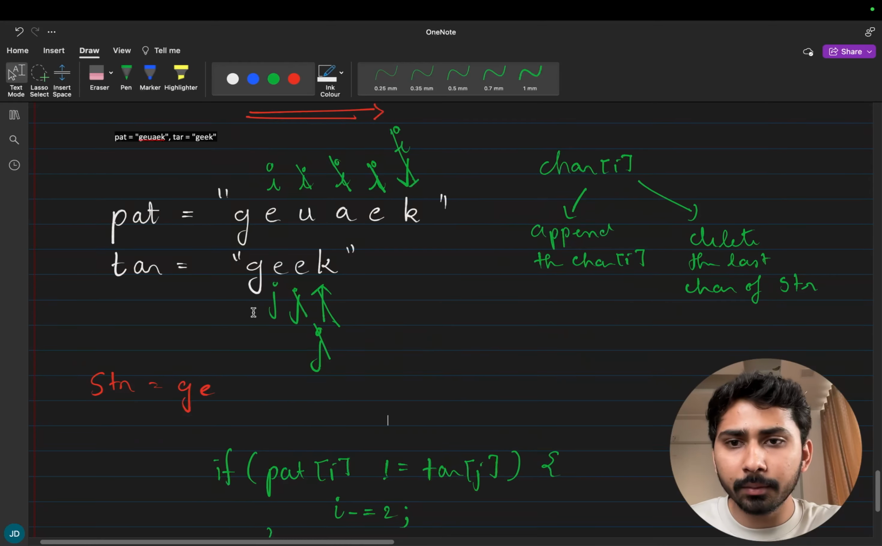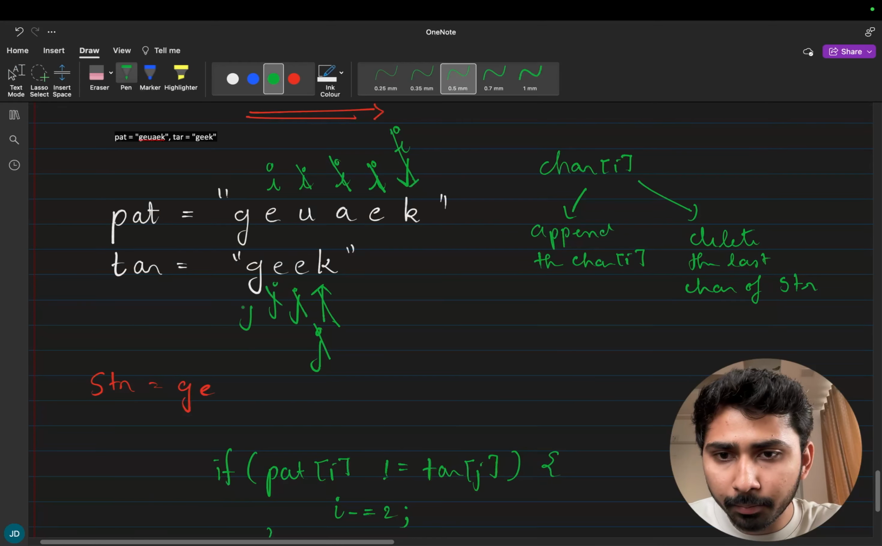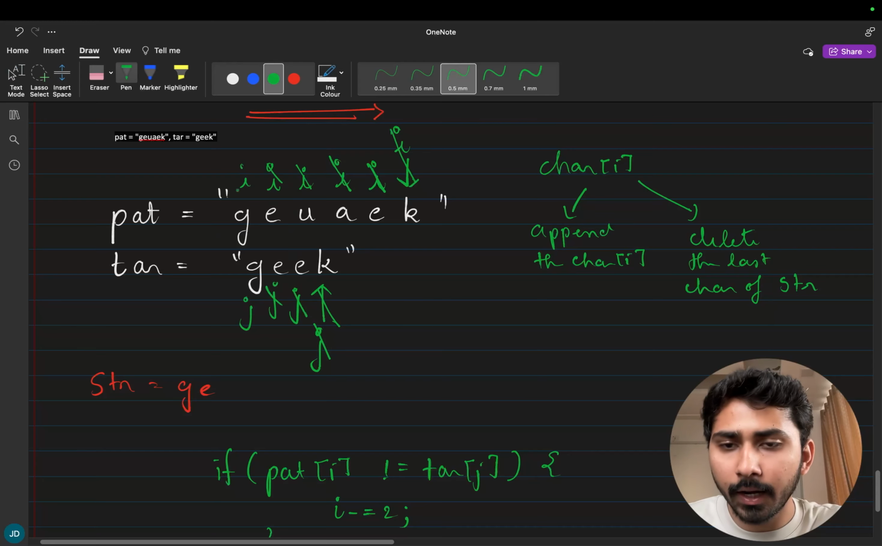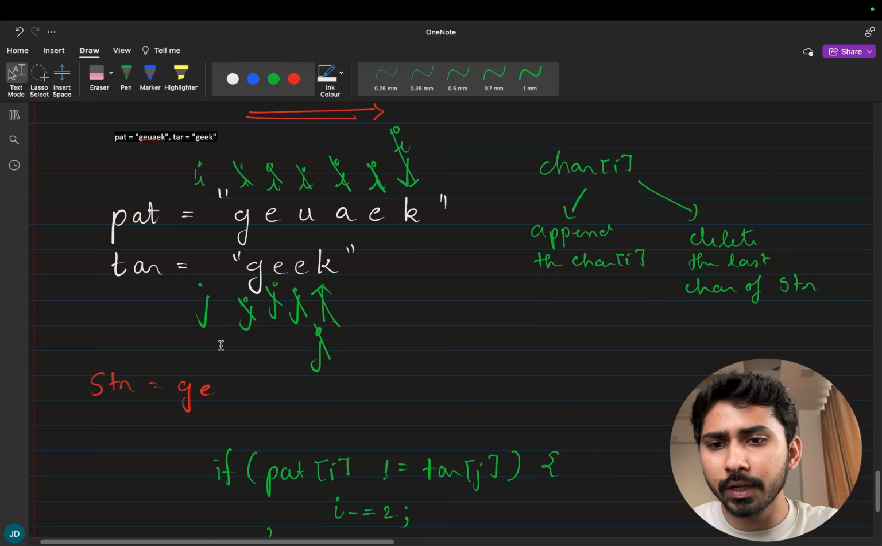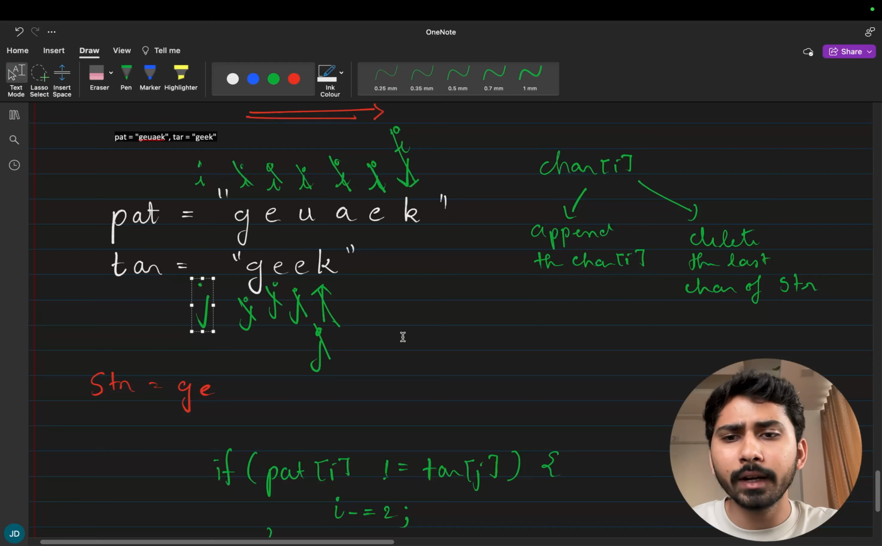Now i and j are similar, so move both of them at the same pace, 1 position. Now I can see both of them are pointing to the same character, so move j at the same pace. It was working perfectly fine, and now j has iterated over all the characters of tar. So j will be pointing to a negative index, and I can say yes, we are able to generate tar with the help of the characters of pet.